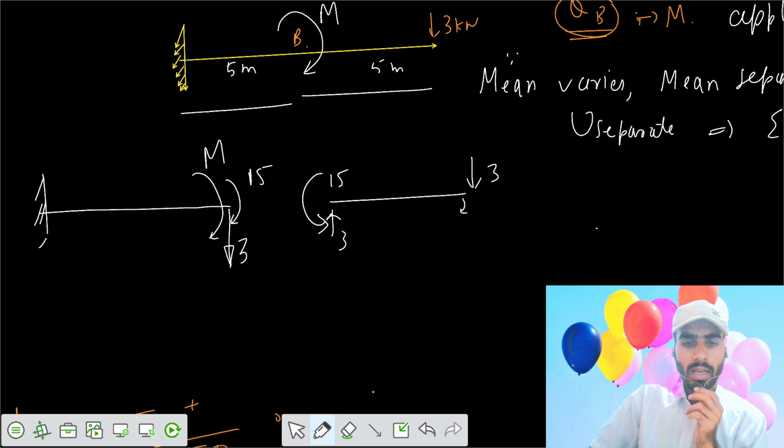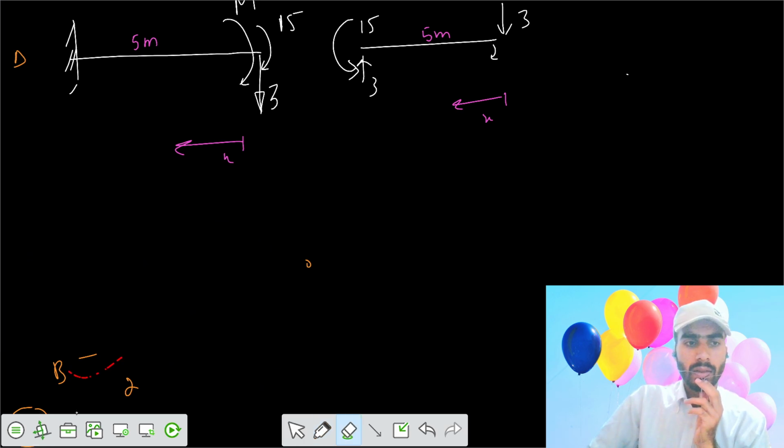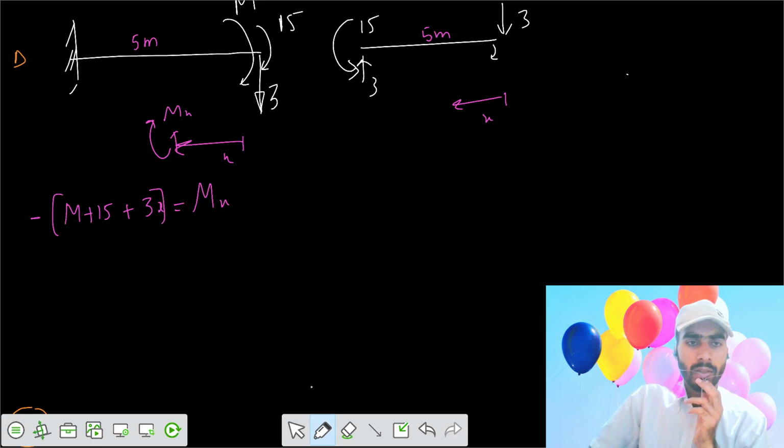Let's now take strips, this is some value of x, and the range is 0 to 5 meters. Then you say what's the value of moment at any x. You write m plus 15 acting in the clockwise plus 3 into x, and moment here is mx, that's also acting anti-clockwise, so we can write moment at any x is minus times the total value of this one. So we write what's the value of that m theta.